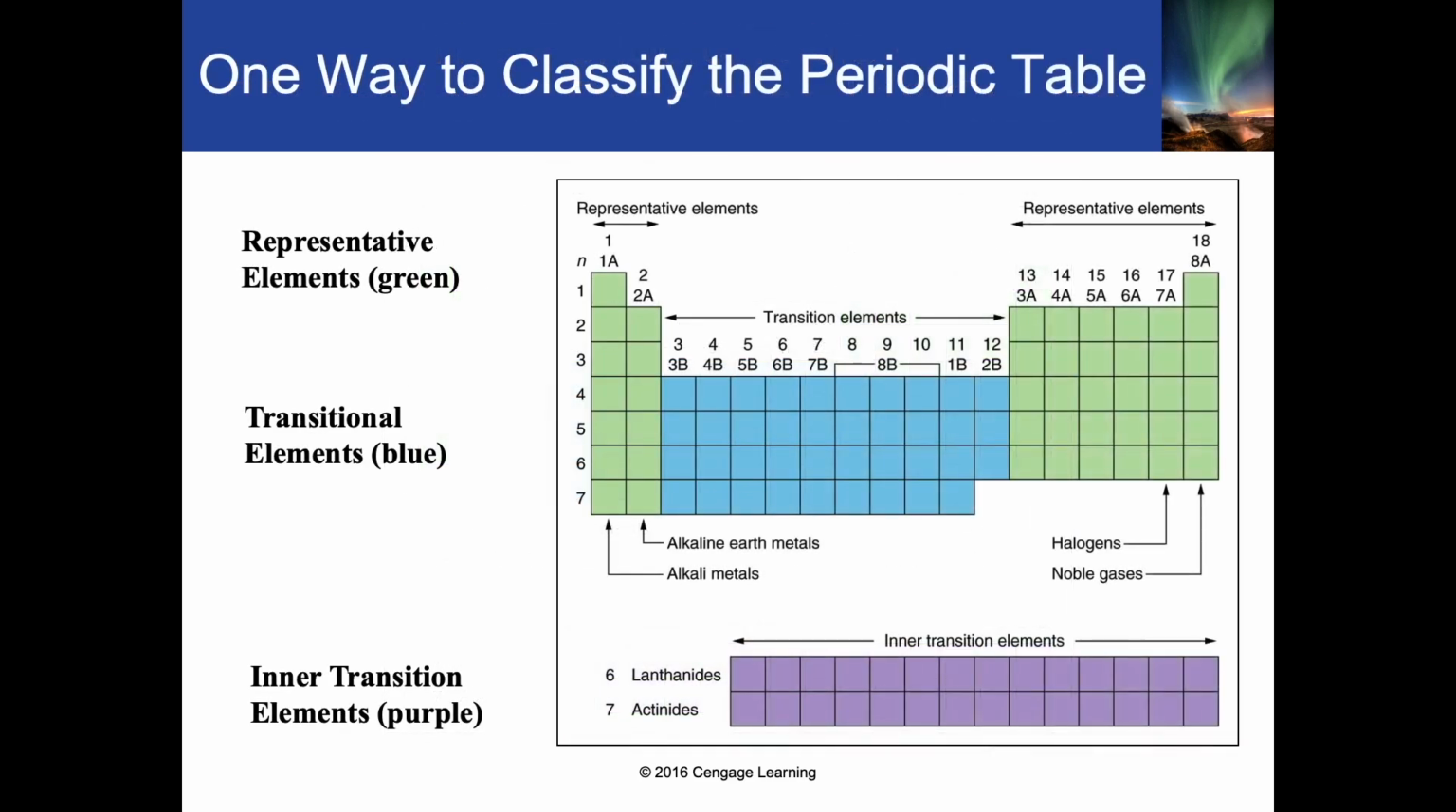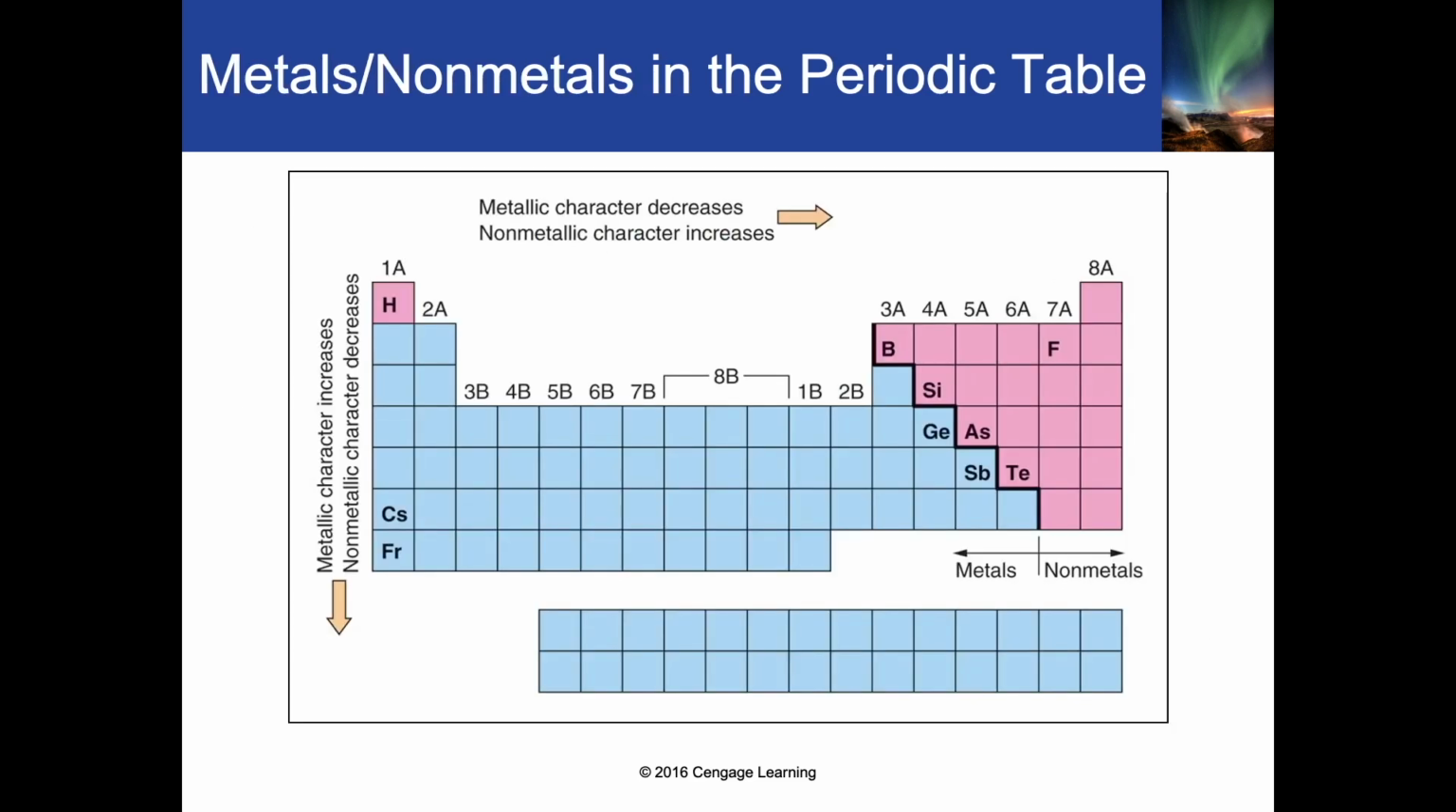All right, so this is just the same slide again, just showing you these are the transition elements here, the representative elements here. All right, so here's another periodic trend to talk about. All these guys over here are called nonmetals, with the exception of hydrogen being over here, also a nonmetal. But everything else on the periodic table in this blue color are metals.